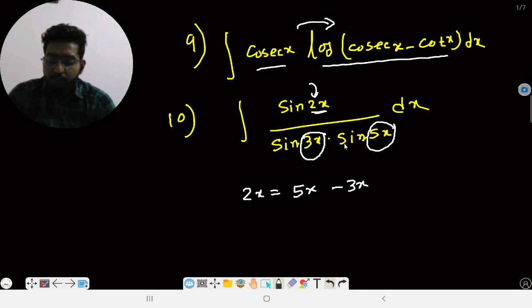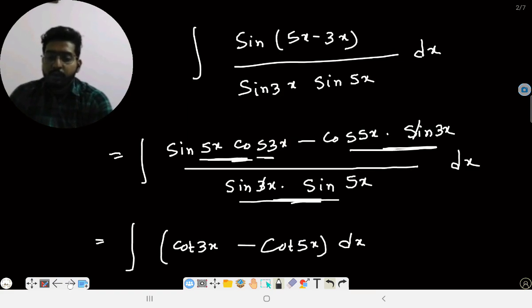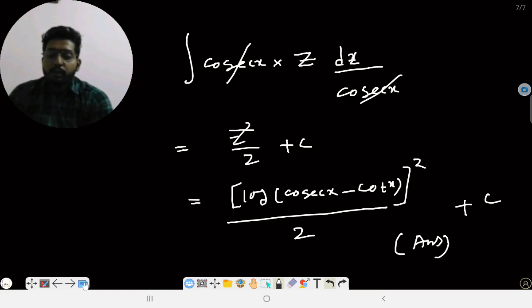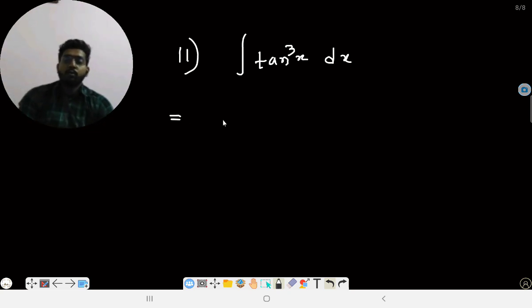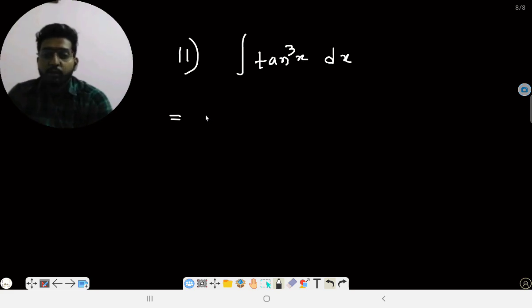Now it is question number 11. Okay, so now we'll move to the next questions. So that will be question number 11. Now what is question number 11? Question number 11 is like this: integration of tan cube x dx. Now how to do this one? Integration of tan cube x.